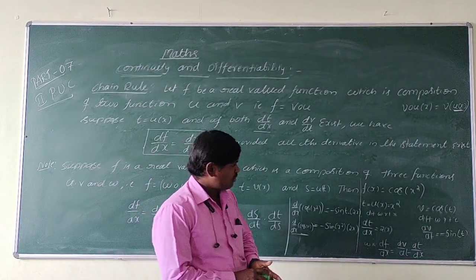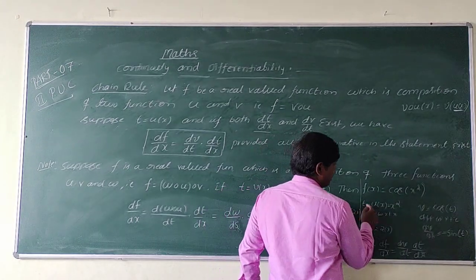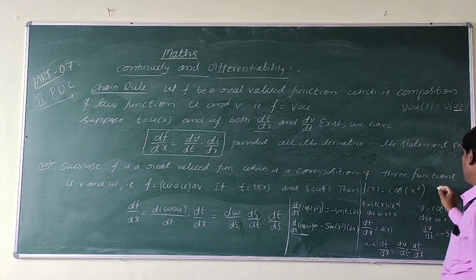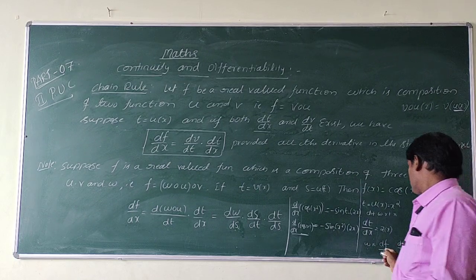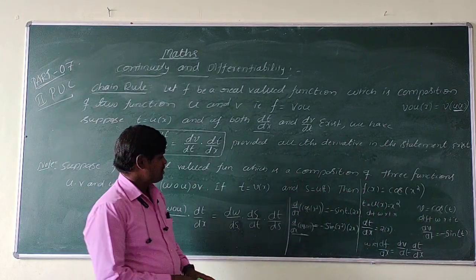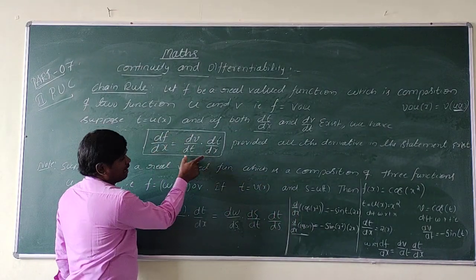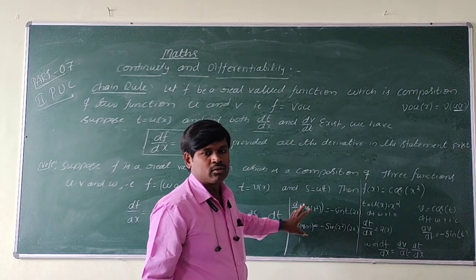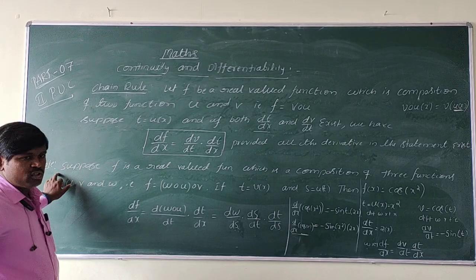So first the given function is defined. That means the composition of v and u is defined here. Then we come to the conclusion that the differentiation df by dx is equal to like this. This is known as the method of chain rule. So first write down this, and take it as a note.